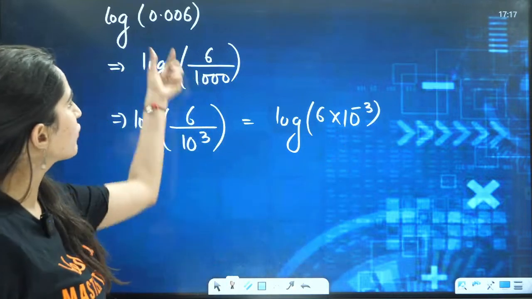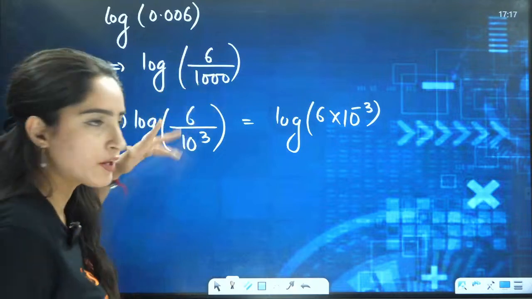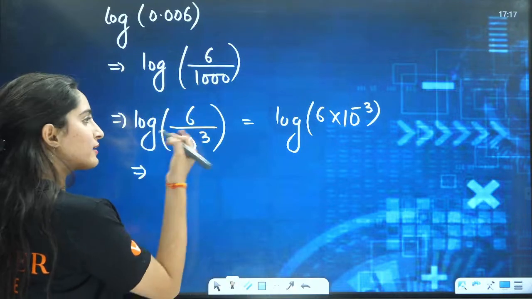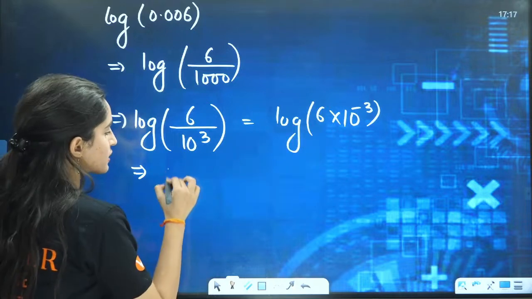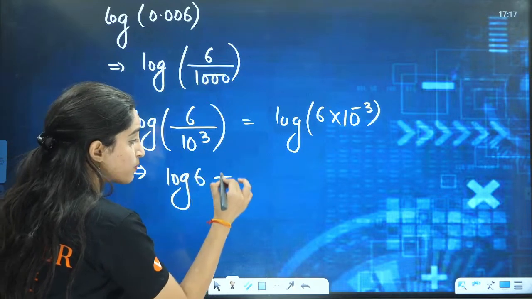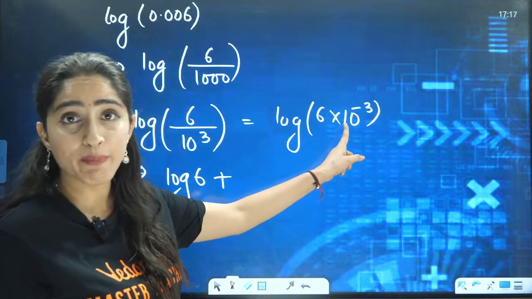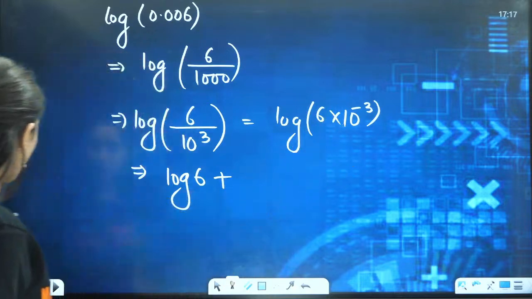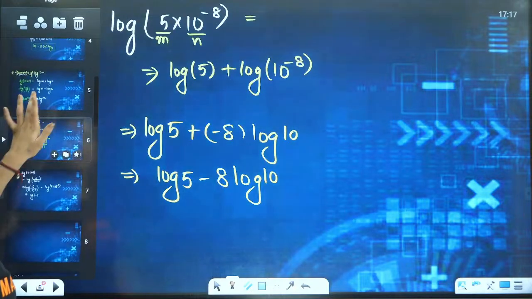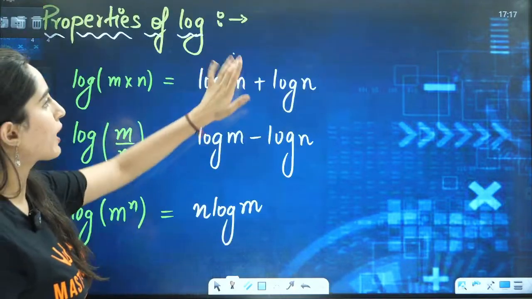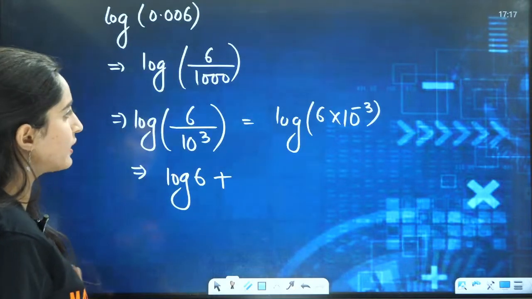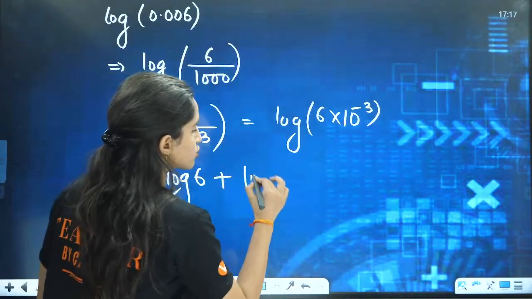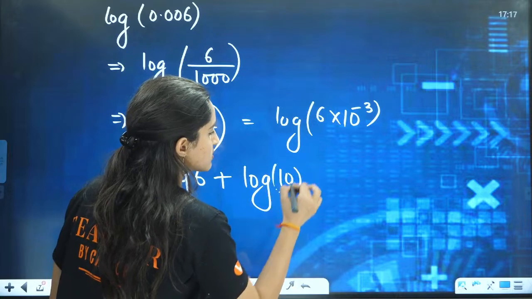Because in the question, you will get these kind of values only, right? When you do the numericals, you will get these kind of values only. Now what you will do, this is m into n, this will become log of 6 plus, because this is multiplication. In multiplication, what is the property? The property is log m into n is equal to log m plus log n. So we'll just apply that property here. That will be log 6 plus log 10 raised to power minus 3.